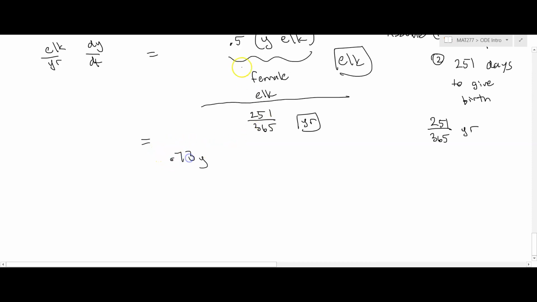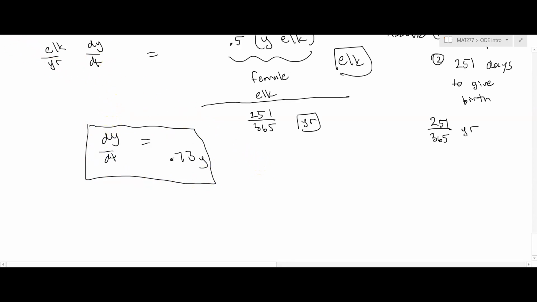Because I multiplied 0.5 by 251 over 365. And so this makes sense because if you think about it, even though 50% of the population is female, it doesn't take a full year for each female elk to give birth, and we assume that every 251 days, every female on average is producing one elk. And so that means that over the course of a year, we expect that to be a little bit bigger than that 0.5. So my model for this equation, after all is said and done, would be 0.73y.